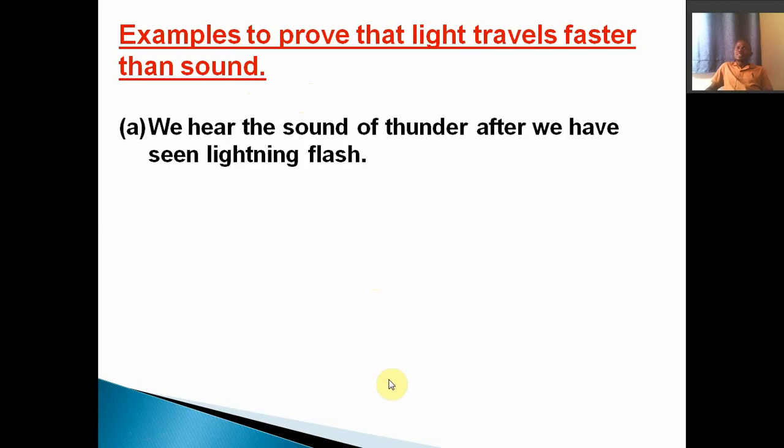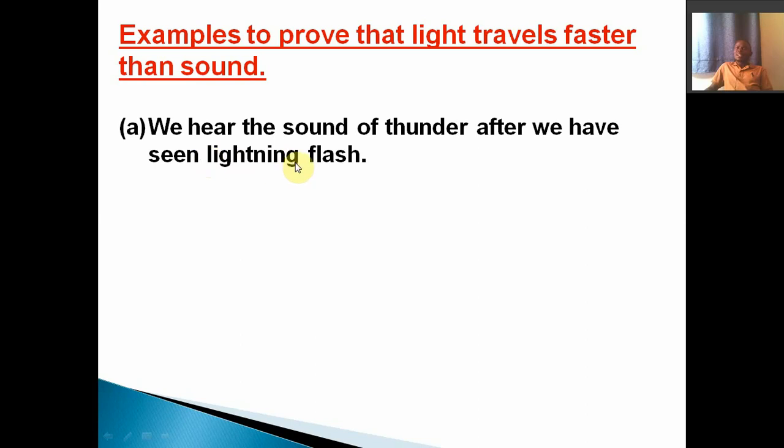Let's look at our first example. We hear the sound of thunder after we have seen a lightning flash. Whenever it is threatening to rain, as a scientist, be observant. You will always hear a sound in the sky. That sound which sounds like a bomb is called thunder. And the flash of light that you always see in the sky, we call it lightning.